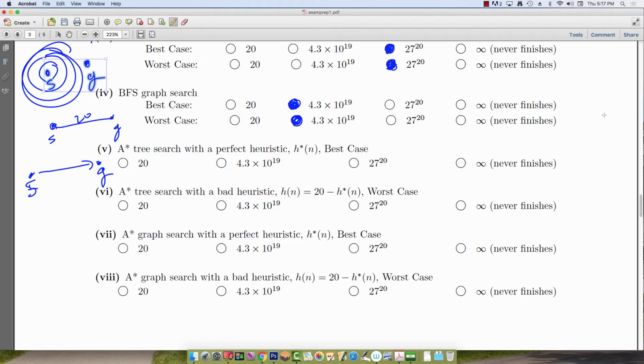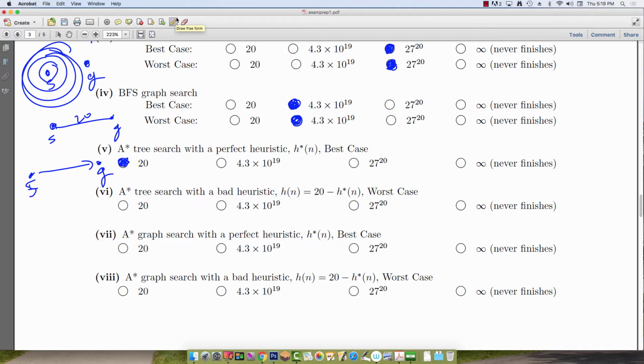And now we're going to be taking a look at A-star tree search with the perfect heuristic. If we have a perfect heuristic from S to G, then it's going to be very easy for us to find the goal. Assuming that there's no other paths that are also optimal, we should be able to find the goal in just 20 steps, instantly, because the heuristic will guide us perfectly and elucidate to us what is the perfect path from S to G. So this case would be just 20.